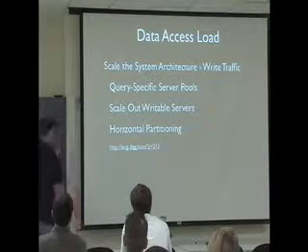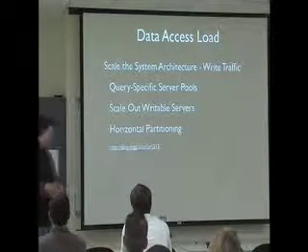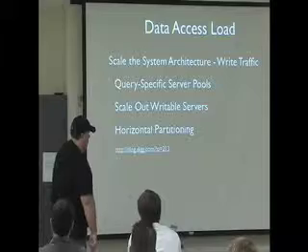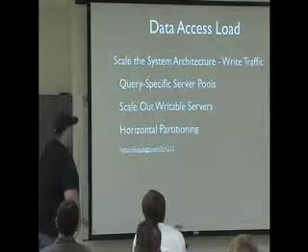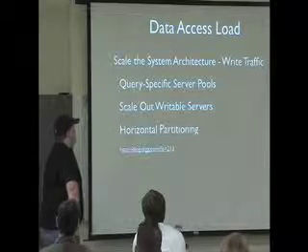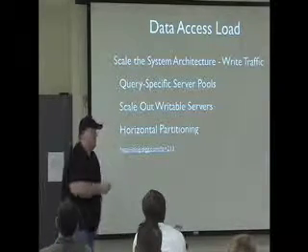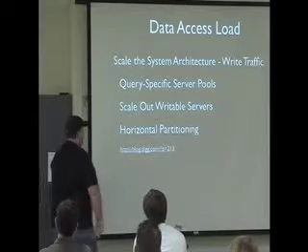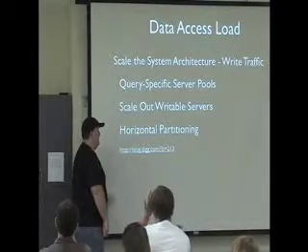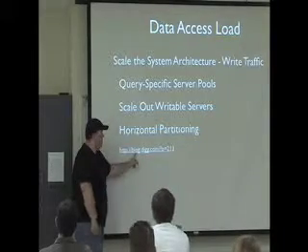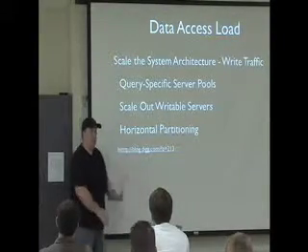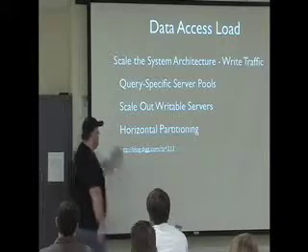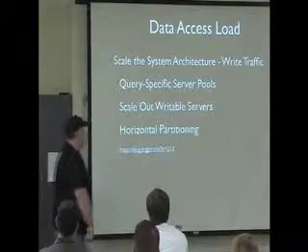Okay, so scale the system architecture. We just talked about all the stuff we can do in code. Yes, so we can scale the architecture for write traffic now. We were talking about read before, now we're on write. So query-specific server pools. This is what I was just talking about. I'll just go through these real quick. Query-specific server pools, you can scale out your writable servers, and you can do horizontal partitioning on this stuff. And then our DBA at Digg posted this nice long post about exactly how we have Digg architected, database-wise, and that's the URL for that. He talks about all of this stuff, and he goes into substantial depth.